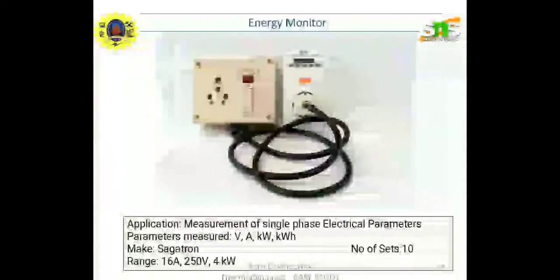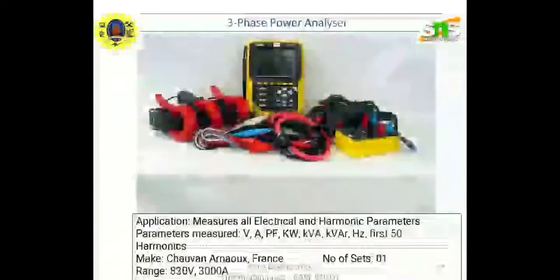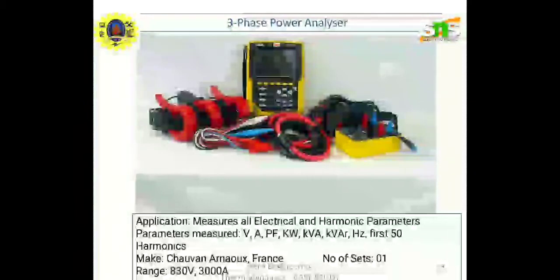The energy monitor has a range of 16 ampere, 250 volt, 4 kilowatt. It's used for measuring single phase electrical parameters. The three phase power analyzer measures all electrical and harmonic parameters, up to the first 50 harmonics. The range is 830 volt to 3000 ampere, and the number of units given here is 1. It will be used in industries for measuring electrical and harmonic parameters.